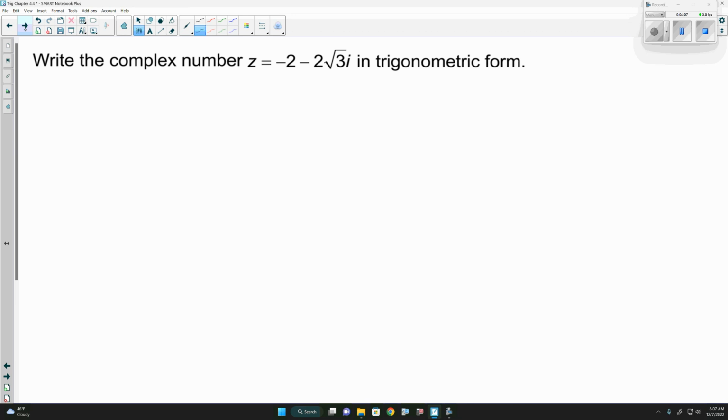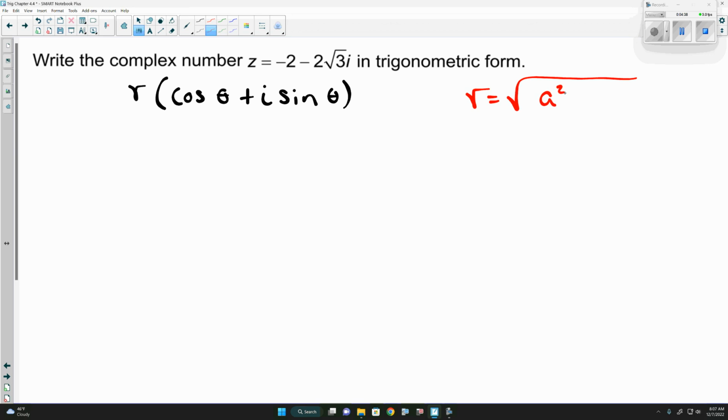So the first thing we're going to do is rewrite this in trigonometric form, or polar form. We're going to rewrite it into r times cosine of theta plus i sine of theta. We're going to get it in this form. But to get it there, we need two things. We need the value of r, and we need the value of theta. And r is equal to the square root of a squared plus b squared.